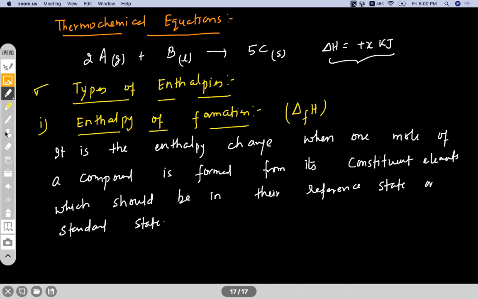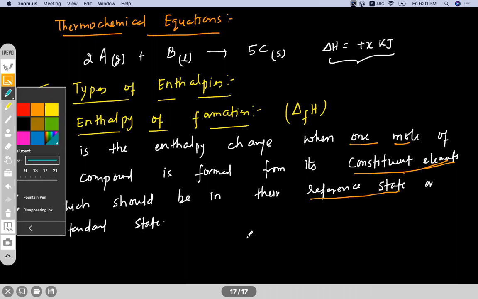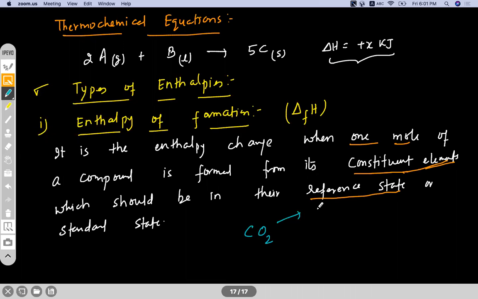Right? So three things are important here: it forms from its constituent elements, 1 mole should be formed, and the elements must be in their reference state. What do you mean by constituent element? Suppose carbon dioxide is forming. The constituent elements of carbon dioxide are carbon and oxygen. These constituent elements must be in their reference state, the state in which they naturally exist. For carbon, the reference state is graphite, not diamond. For oxygen, O2 gas is the natural state.